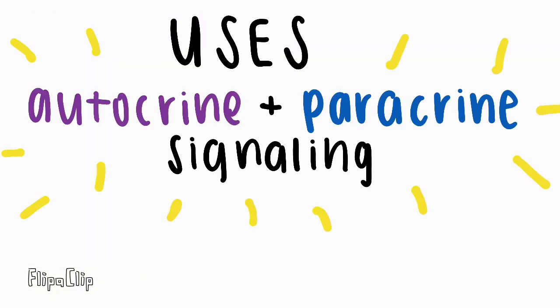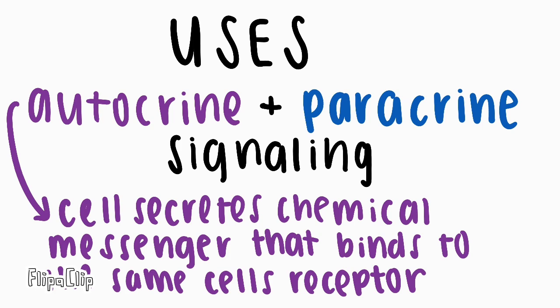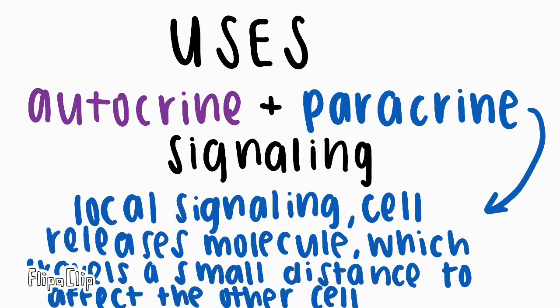HCV uses both autocrine and paracrine signaling. Autocrine signaling is when the cell secretes messengers that bind to the same cell receptor, so it is signaling to itself. But paracrine communication is local signaling, where the cell releases a molecule to send over small distances to affect another cell, so it signals to its neighbor.